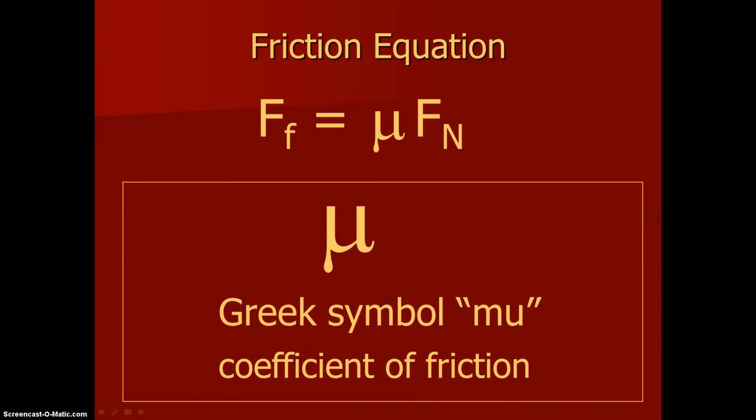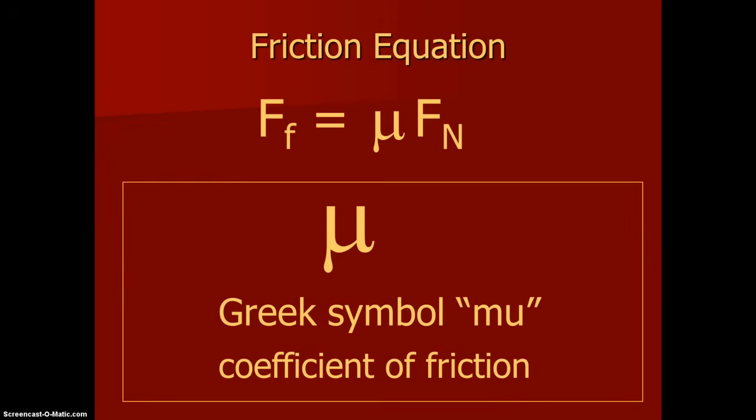Force normal, remember, is the force of a surface pressing up against another surface. Usually, not always, but usually the force normal is equal to the force of gravity pulling the object down. So the force of friction is generally going to be some factor of the object's own force of gravity.